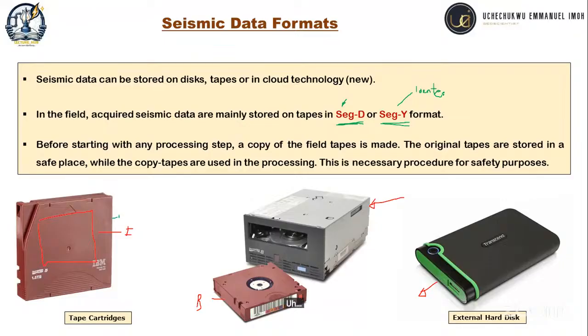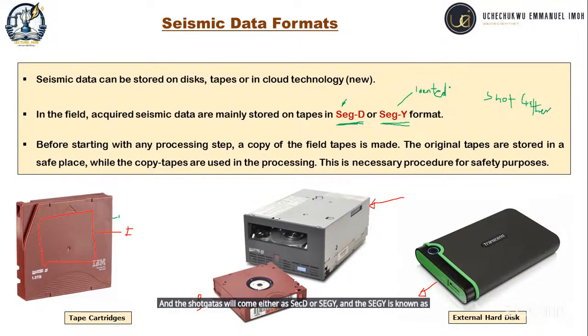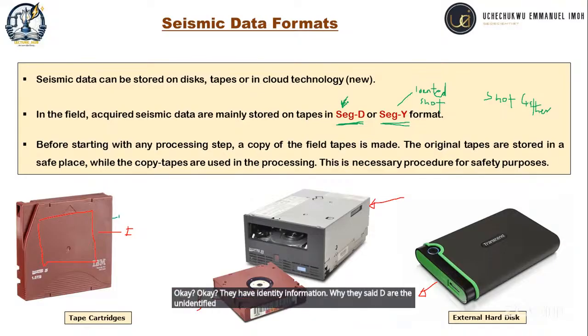What is contained in the hard disk or in your tape is shot gathers of the acquisition that was done in the field. And the shot gathers will come either as SEG-D or SEG-Y. The SEG-Y is known as your indented shots, okay? They have identity information, while the SEG-D are the unidented shots. They do not have identity information.